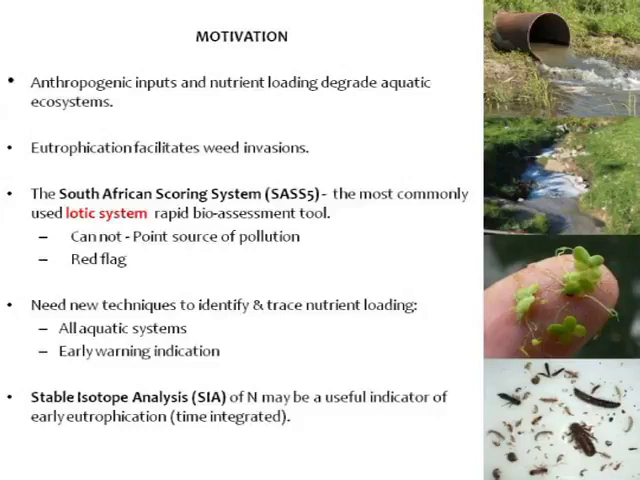So for these reasons and others, there's a need for a new technique that will help us identify and also trace nutrient loading in our aquatic systems. One of the important things Dave said yesterday is that whenever you're looking at ecosystems, we look at them as a continuum. So this technique must also incorporate all the aquatic systems we have and also give us an early warning indication. Now, from what was said yesterday, and from one of our studies, there's potential that isotope analysis of nitrogen will be a useful indicator for early identification.